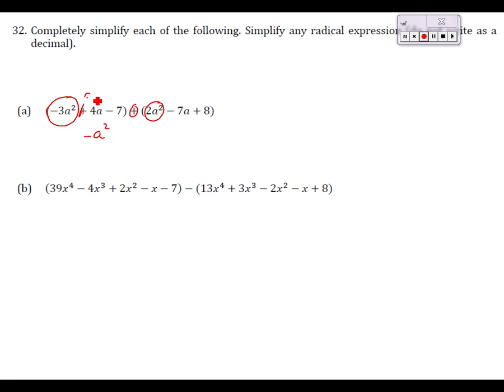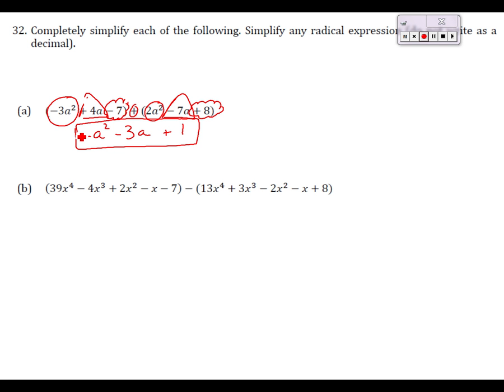Then I have a to the first. I have positive 4 there, and I have negative 7 there. So that's negative. You have 4, you lose 7, you're 3 in the hole. Now I have negative 7, a constant, and positive 8, another constant. They match up. And if I have negative 7 but then I get 8, well, I am 1 to the good. And that's it.